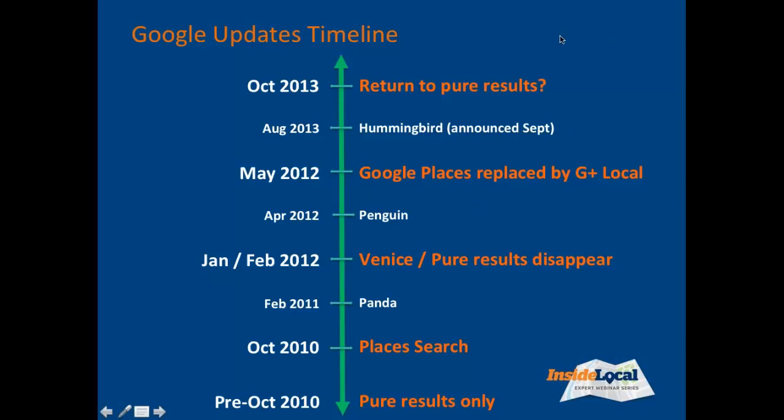So here's a quick timeline of changes that have affected Google's ranking. Some of these have affected primarily organic, but we've also called out some of the local changes. If we look at the bottom of the slide deck, pre-October 2010, back in those days in 2009, life was a lot more simple for SEOs and SMBs.